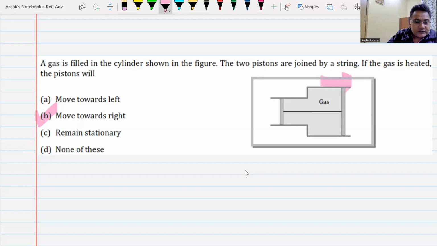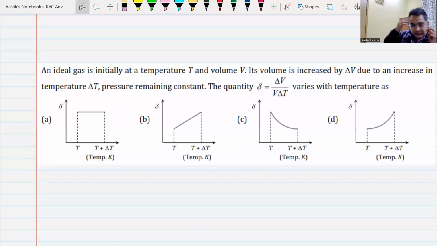Next question, this one. Remember, all the questions are coming from the same thing. The only thing that is different is in one question they ask you this, in other question they ask you that. An ideal gas at temperature T and volume V, the volume is increased by delta V and the temperature is increased by delta T, pressure remaining constant. There is a quantity delta, which is delta V by delta T divided by V. What is the variation of this quantity with temperature? I'll give you a minute.